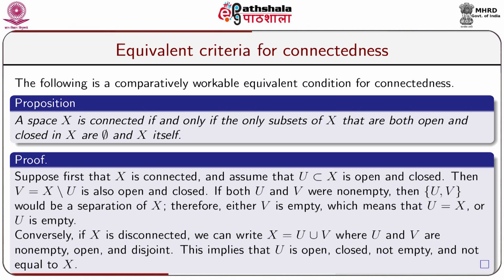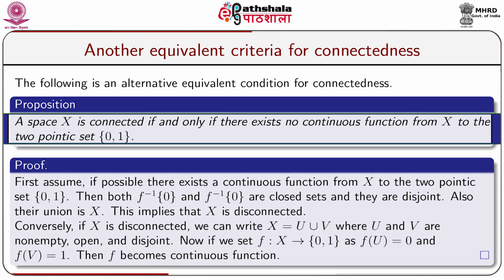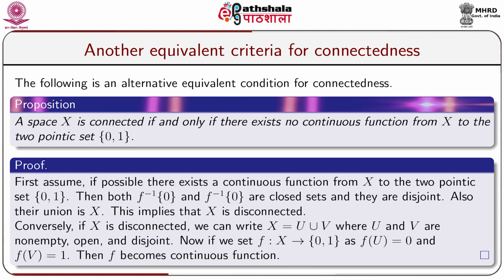The following is an alternative equivalent condition for connectedness. Proposition: a space X is connected if and only if there does not exist any continuous function from X to the two-point set {0, 1}.